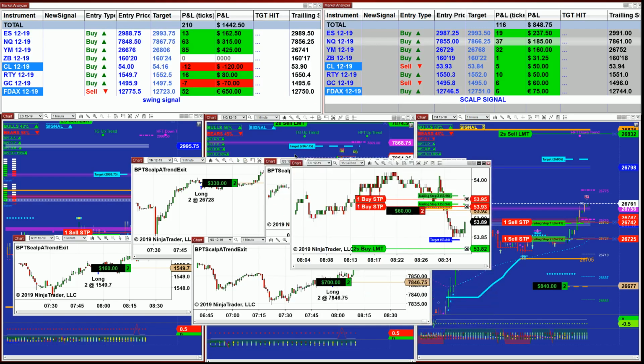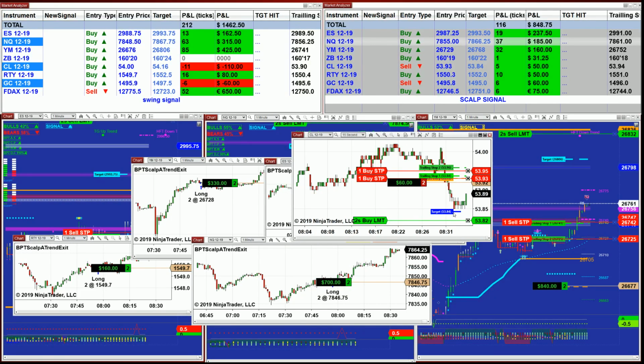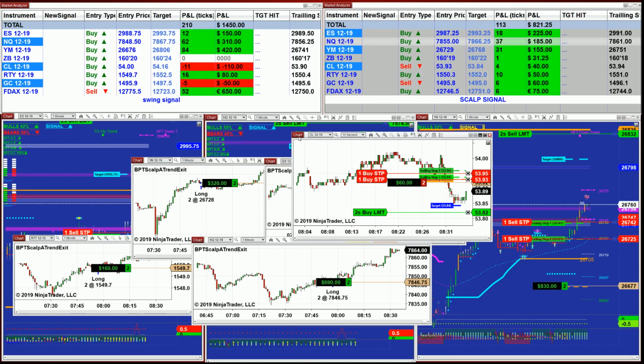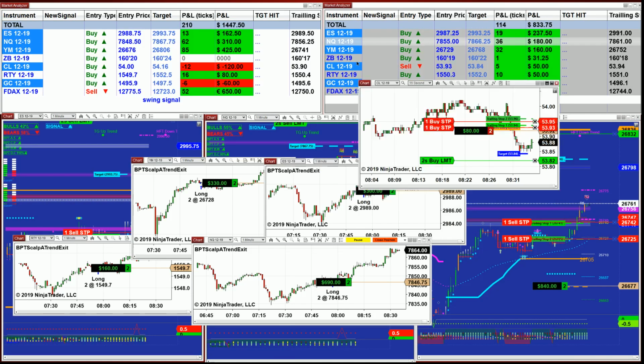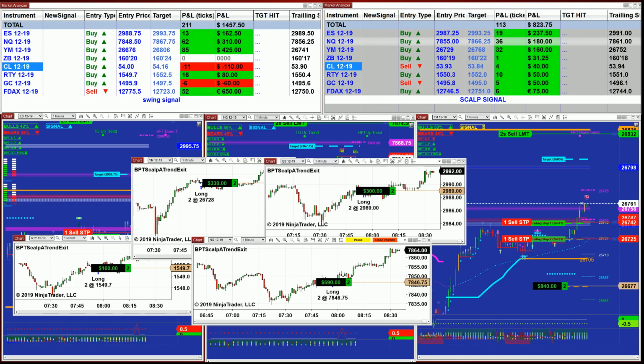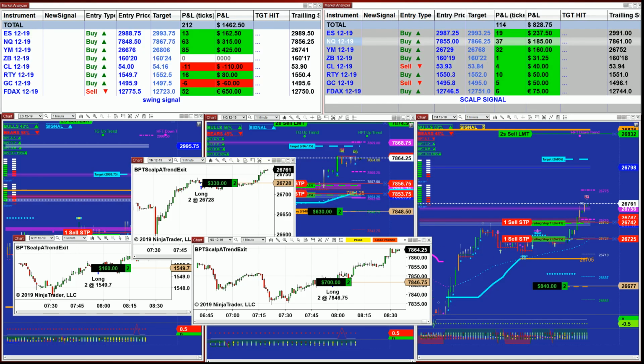For the CL scalping, it came in right at the target and now it is going back. So this is where, if you want to, you can interfere and close the position. So this is the situation right now.